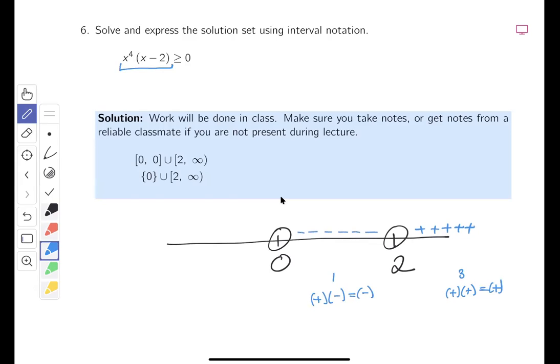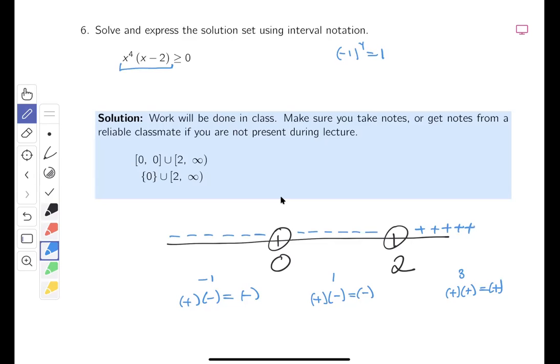That's done. Let's go to the next interval, below 0. What's a good choice below 0? Minus 1. If you plug in minus 1 to the 4th power, that turns out to be a positive number. Let me repeat that. Minus 1 to the 4th power is 1, which we know is a positive number. Now, what's minus 1 minus 2? It's a negative number. What's a positive times a negative? A negative number. This entire interval is negative. All right? Now let's see what the question is.